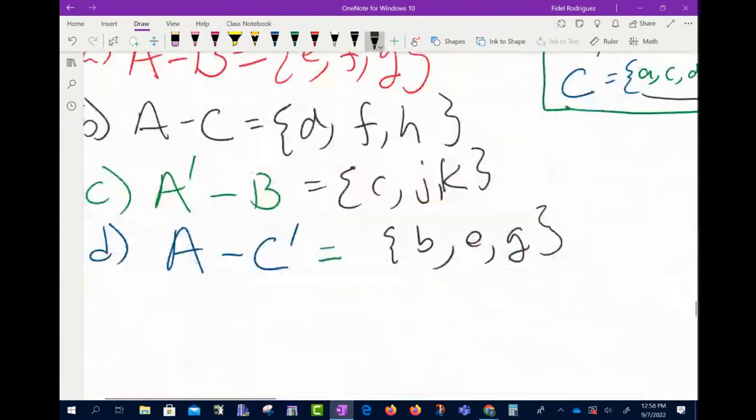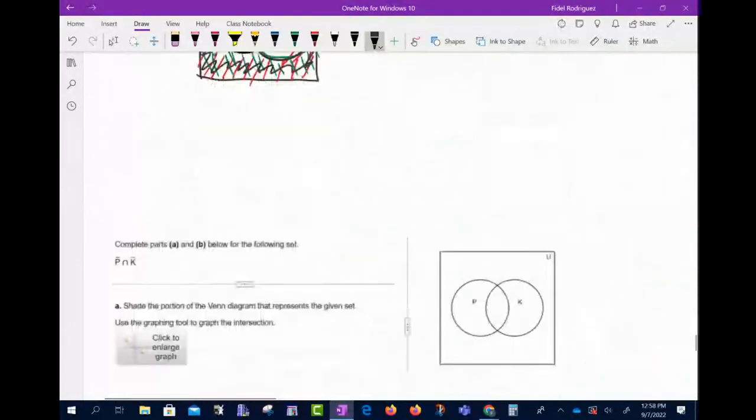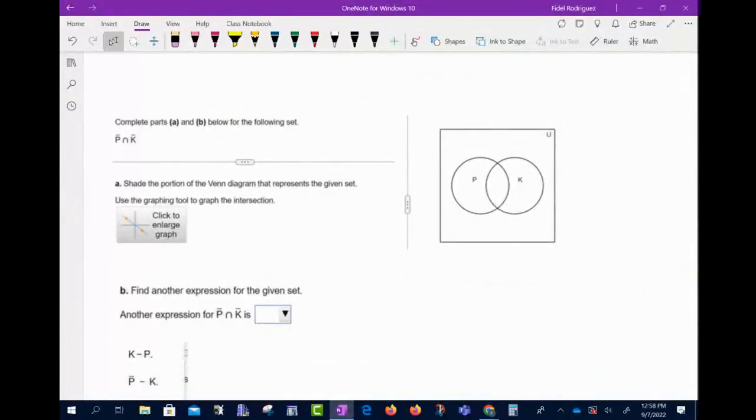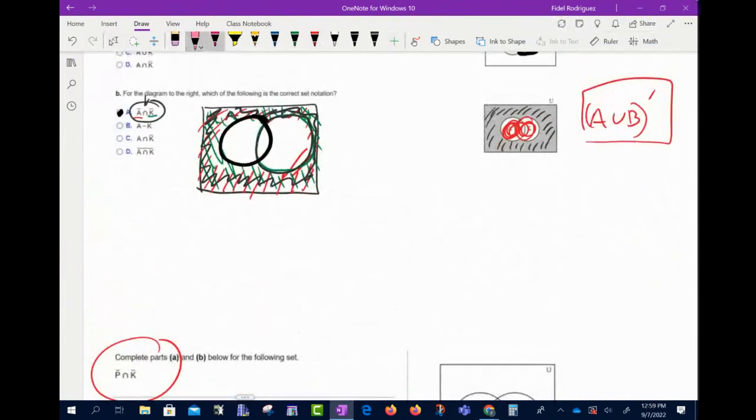All right, so let's keep moving along here, because we've got a few more problems to do. The next part here, y'all, says complete parts A and B for the following set: P complement intersection B complement. When I look at this piece right here, doesn't that kind of look like that piece right there? The letters are different, but it's the same kind of thing, right?